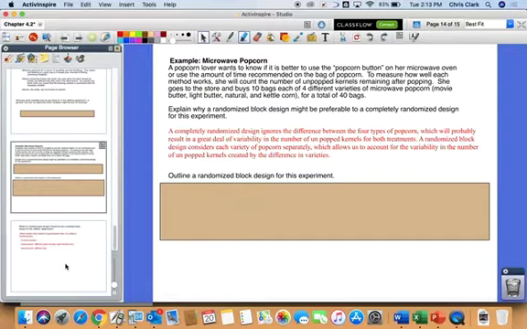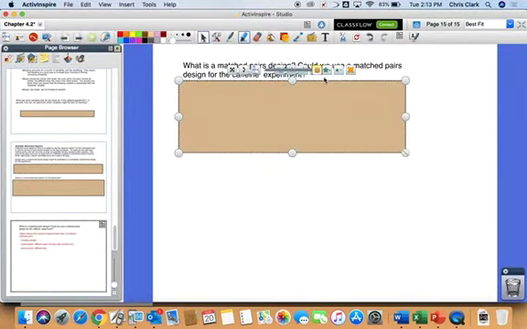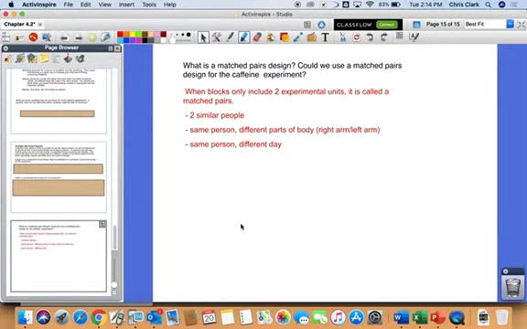All right, so last thing that we're going to talk about. We have 2 different types of experimental design: completely randomized and randomized block. We're going to talk about one more, and this is the most precise. It's a matched pairs design. So what is a matched pairs design? A matched pairs design is when the blocks only include 2 experimental units.